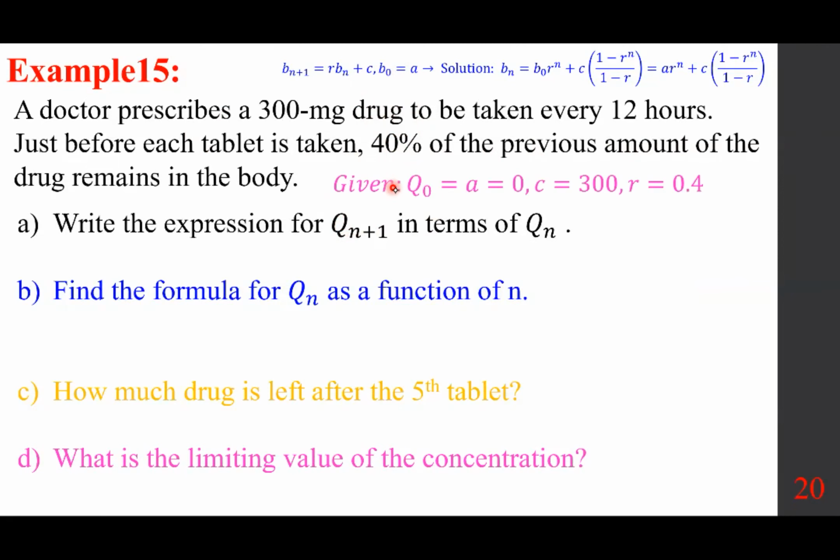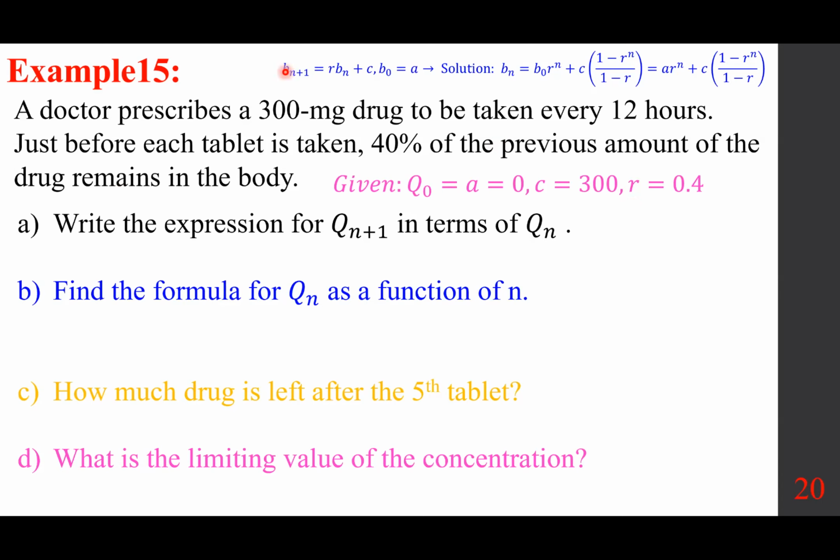Now, I want to discuss this 40% again. This is the amount that remains in the body, the percentage of medication that remains in the body, which means if 80% of the previous amount is absorbed, that means 20% is left. So what is left in the body is the value of R.